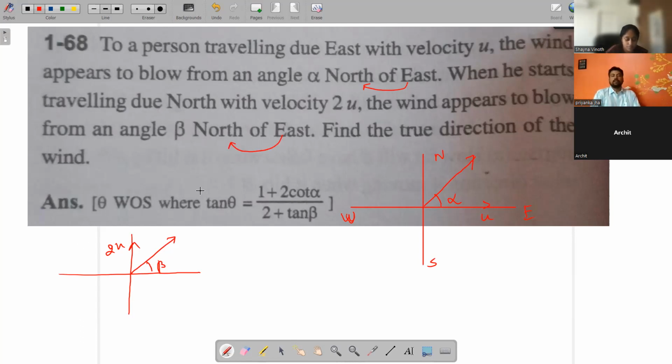Okay, do one thing. Suppose the true direction of wind is theta. Let's assume that the true direction of wind is theta, south of west. At this angle, okay. Let it be. I'll find it later.